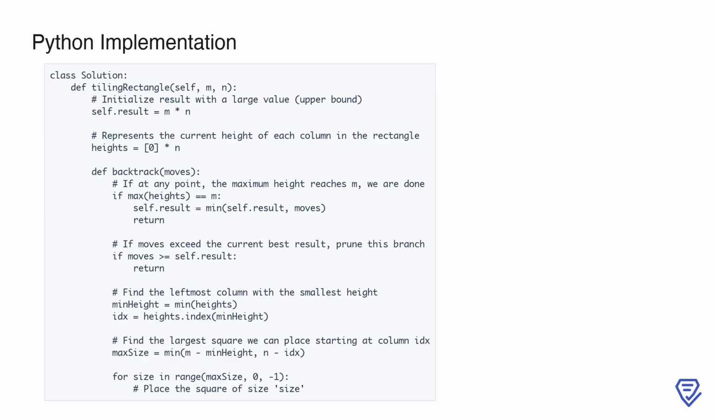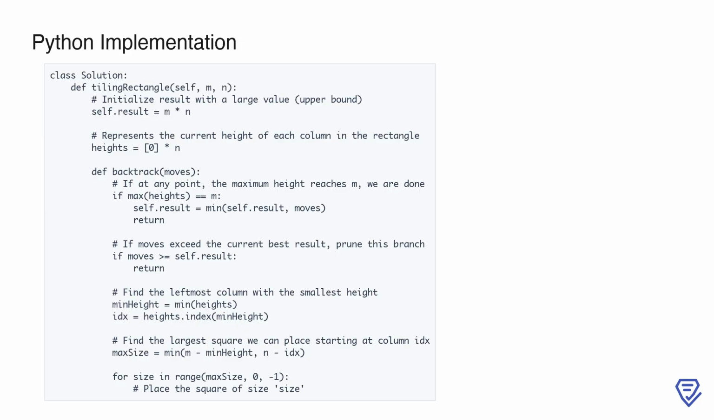Within the implementation, we define a helper function called backtrack, which will recursively explore all possible ways to tile the rectangle. The first condition in this function checks if the maximum height of the columns equals m. If it does, it means the rectangle is fully covered, and we update self.result to the smaller value between the current result and the number of moves taken. This ensures we're always tracking the minimum moves. The second condition ensures we prune unnecessary branches. If the number of moves exceeds the current best result, there's no point in continuing down that path.